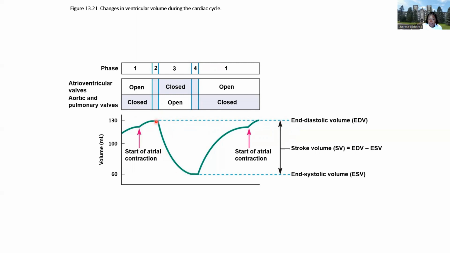So at the end of phase 1 is where we have our end diastolic volume. So this is going to be 130 milliliters. After we have ejection, we're going to have 60 milliliters remaining in that chamber, which tells us that 70 milliliters has been ejected from the chamber. Okay, so 70 milliliters is our stroke volume, which is the difference between 130 and what is left behind, which is 60.